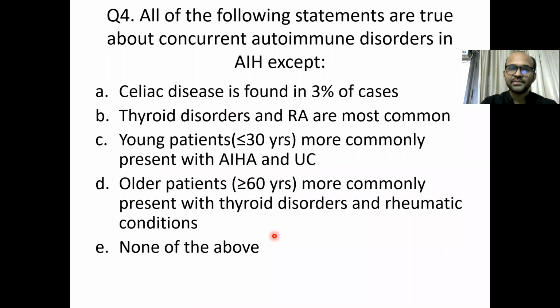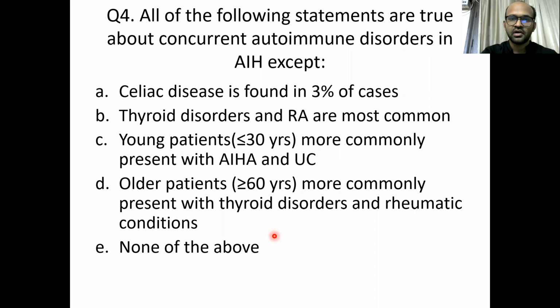Now, all of the following statements are true about concurrent autoimmune diseases in autoimmune hepatitis, except: celiac disease is seen in 3% of cases, right? Celiac disease is found in 3% of cases. Thyroid disorders and rheumatoid arthritis are most common. So this is actually a true statement. If you have a patient of autoimmune hepatitis, you must get TFT done to rule out associated Hashimoto thyroiditis or Graves' disease, and they can have rheumatoid arthritis in a fair percentage of cases, right?